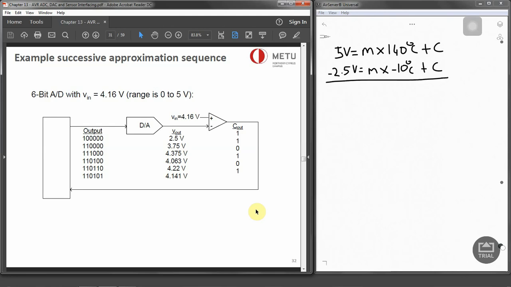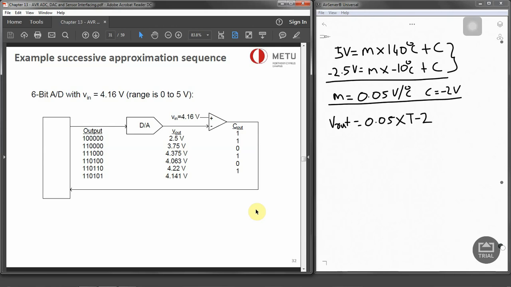So we can solve these two simultaneous equations, and in the end you can find M as 0.05 volt per degree Celsius and C as minus 2 volts. So these are the two parameters that we were looking for, the slope and the intercept. The linear relationship is as follows. The V out is equal to 0.05 times T minus 2. That T is actually the temperature that we are looking for.